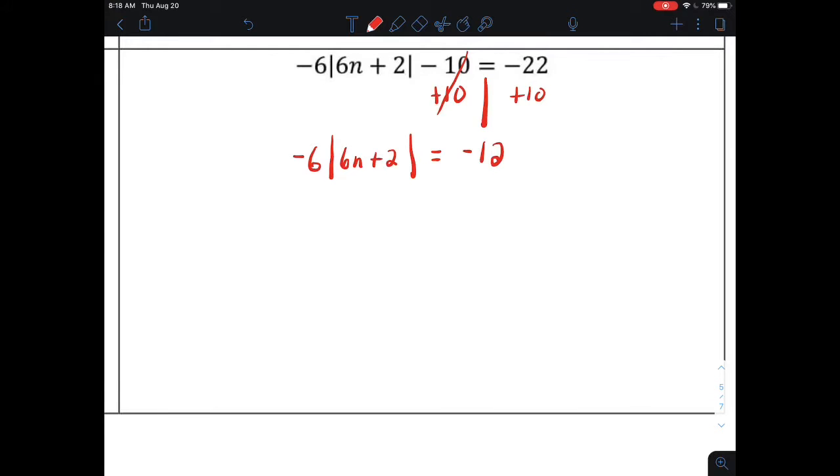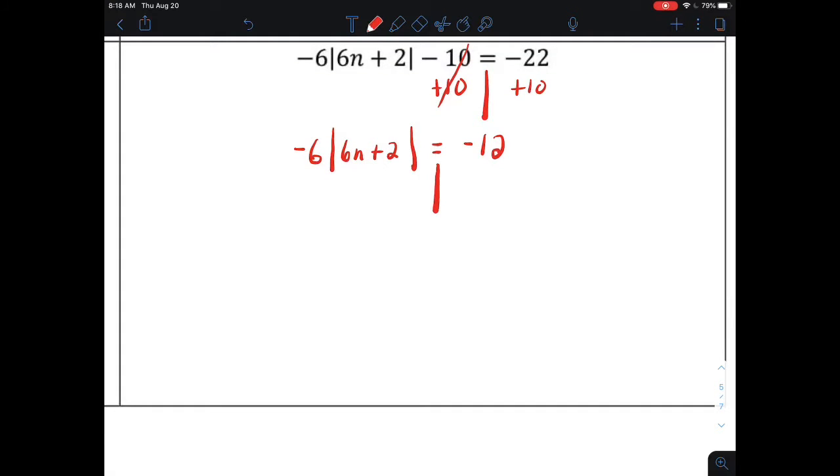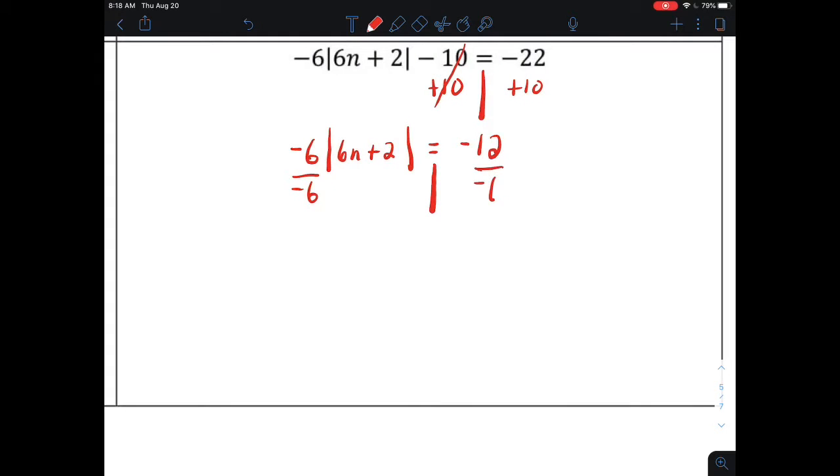And I still have that negative 6 that I need to move. So I'm going to divide by negative 6 on both sides. Gives me the absolute value of 6n plus 2 is equal to positive 2. So now we confirm that the absolute value of an expression has to equal a number that's 0 or bigger. 2 is bigger than 0, so we're good to go.